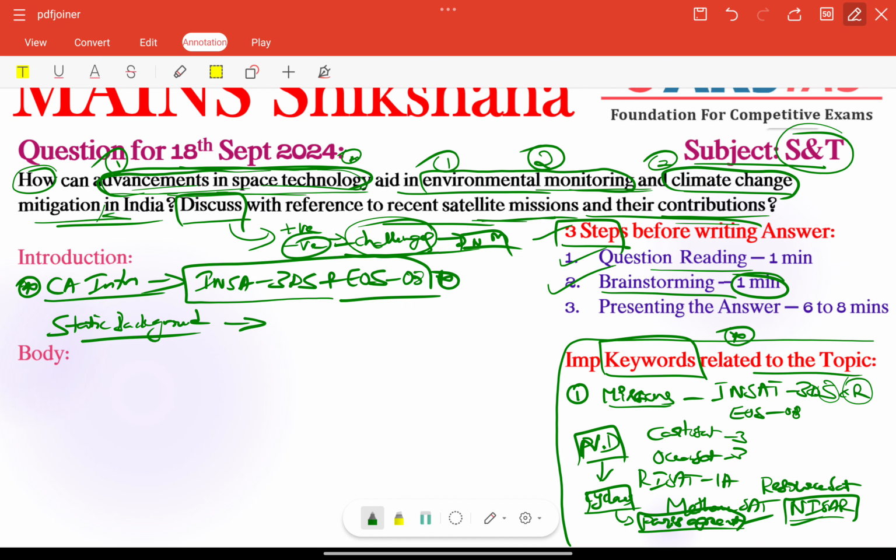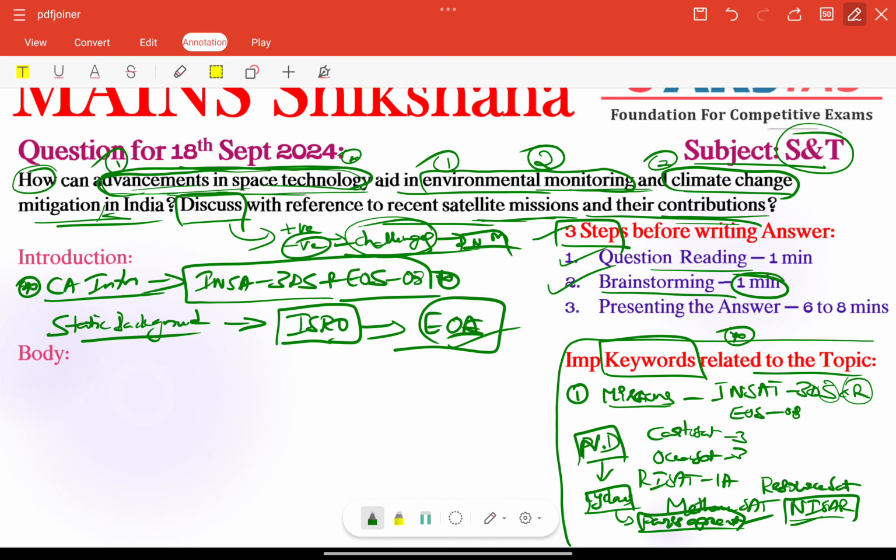Whatever we have satellites, we are collecting so much data on deforestation, greenhouse gas emissions, and natural disasters, right? All this information related to ISRO we also need to connect here. ISRO has been at the forefront of these technological advancements, particularly with the Earth observation satellites, right? Very important.